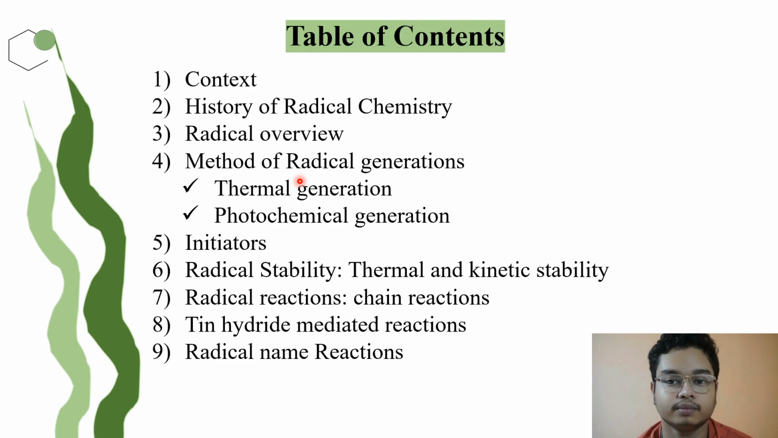There are two types of radical generation processes: one is thermal generation, one is photochemical generation. Next, in the generation of radicals, there is a term called initiator, so we will discuss initiators in brief. And then we talk about radical stability. This part is very important for JAM aspirants because thermodynamic and kinetic stability of radicals is sometimes asked in questions. Then we talk about radical reactions.